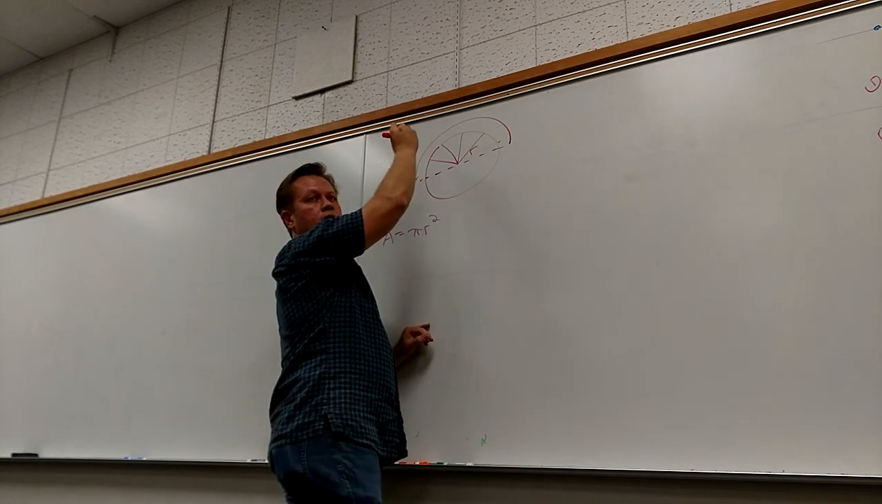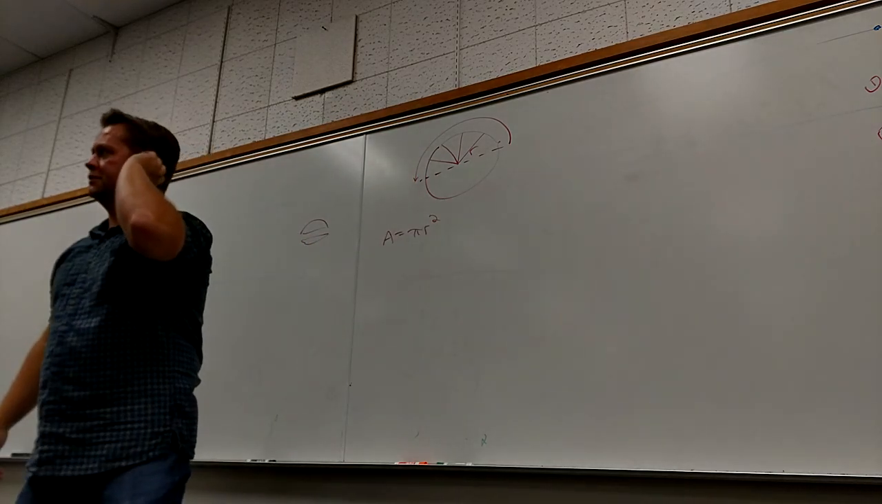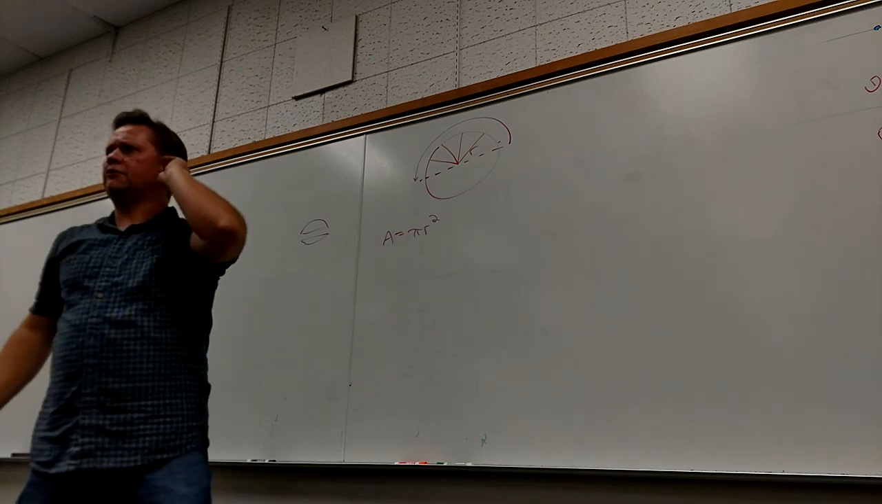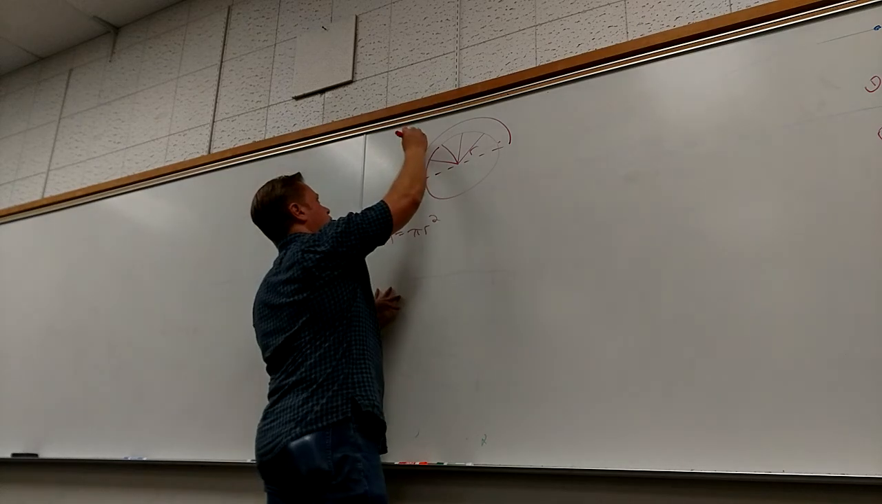Say again? How far is it? Not how many degrees. How far is it? Or how many radians? Not how many radians, but how far is it? How long is that? Pi r. I like it. Because the circumference, of course, is 2 pi r.